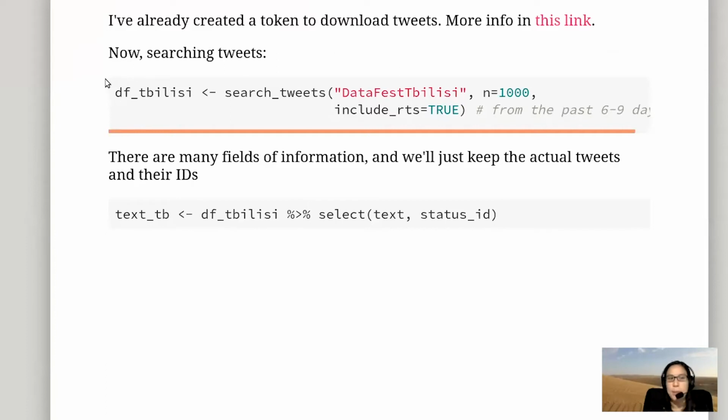Anyway, I created it, and I used one function in R to make the link from my token, from my Twitter account, and access to R. After that, I use the function search_tweets from the rtweet package. I want to search tweets that say DataFest Tbilisi, a maximum of 1,000 tweets. This function allows you to get tweets from the past 6 to 9 days. And I said include retweets true. So I downloaded those tweets and saved them in an R object called df Tbilisi.